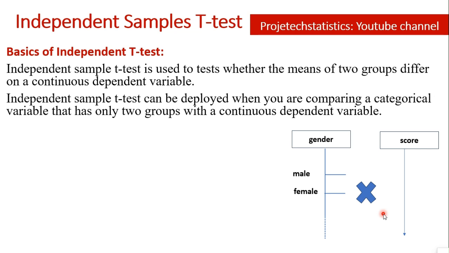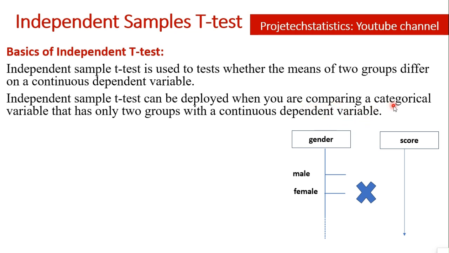Now, first of all, before you choose the appropriate test for this research, why do we decide to use the independent sample t-test? First of all, let me define what it means. The independent sample t-test is used to test whether the mean of two groups differ on a continuous dependent variable. It can be deployed when you are comparing a categorical variable that has only two groups with a continuous dependent variable.